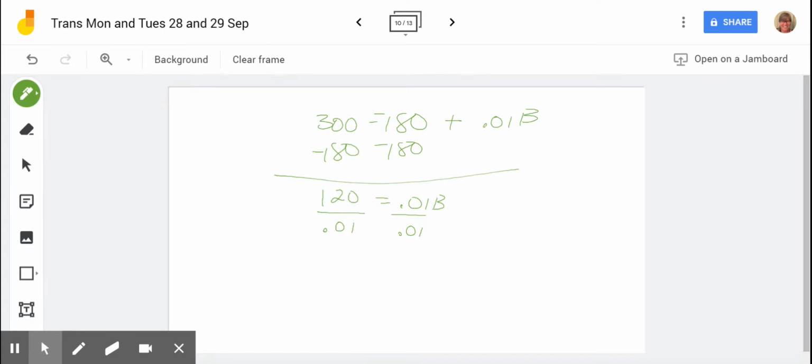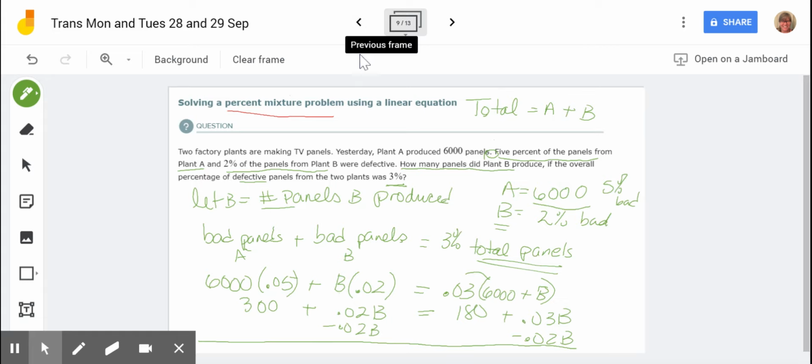120 divided by 0.01. Ready? Oh, 12,000. So B is equal to 12,000 TVs. That's how many they produced. Plant B produced 12,000. Okay?